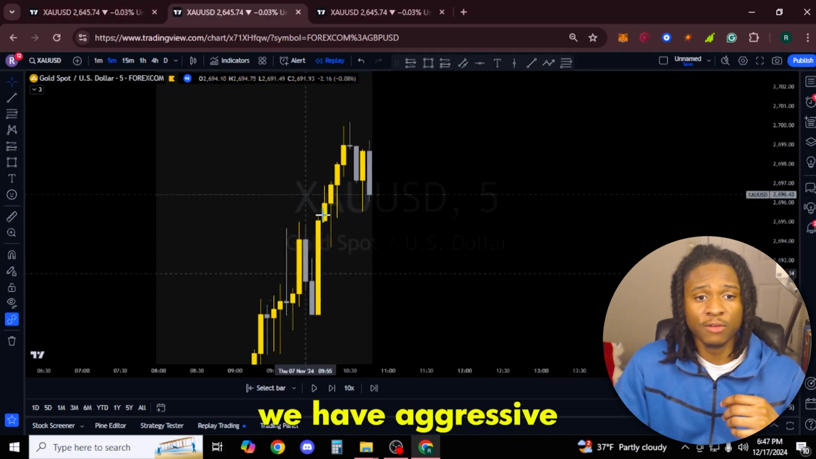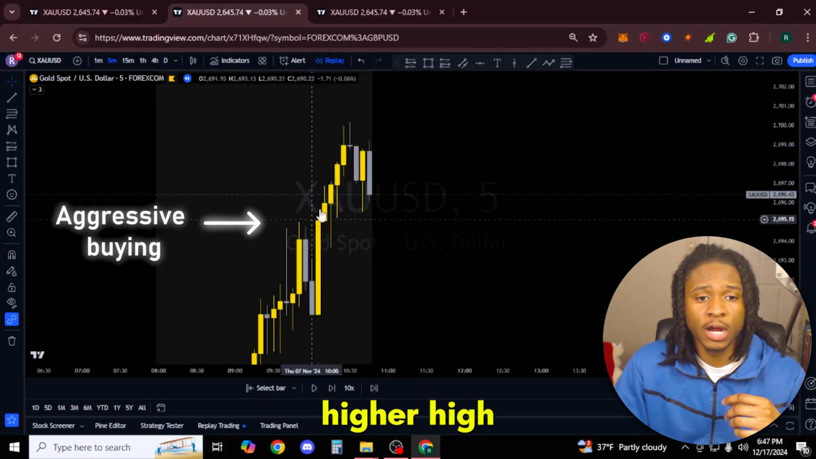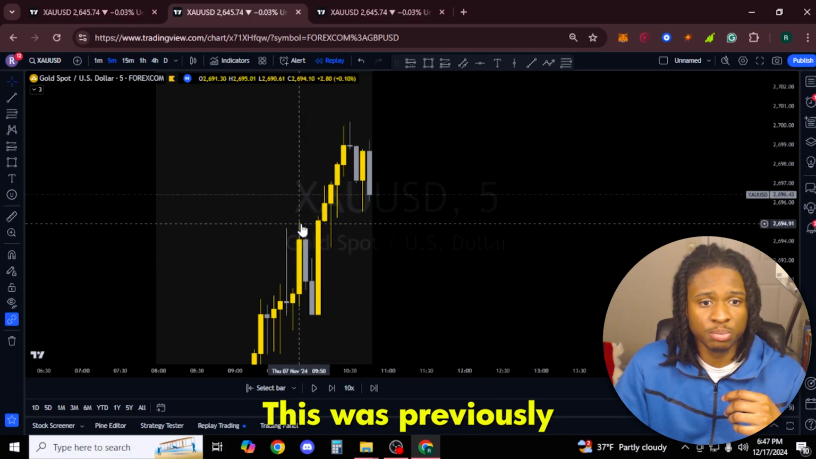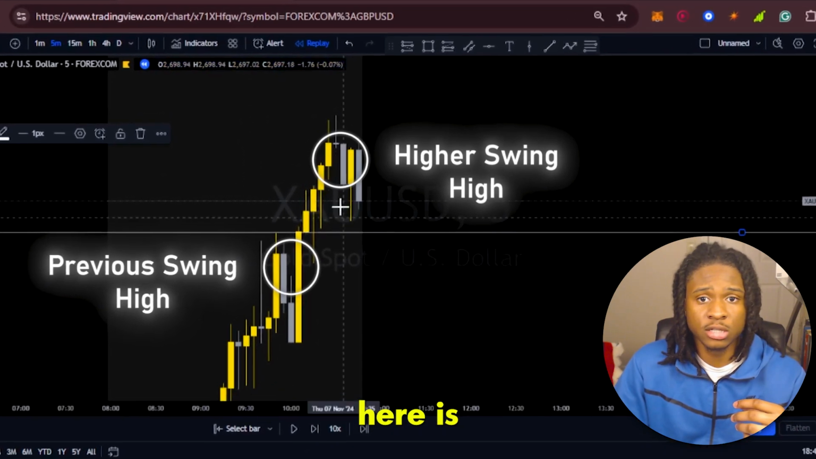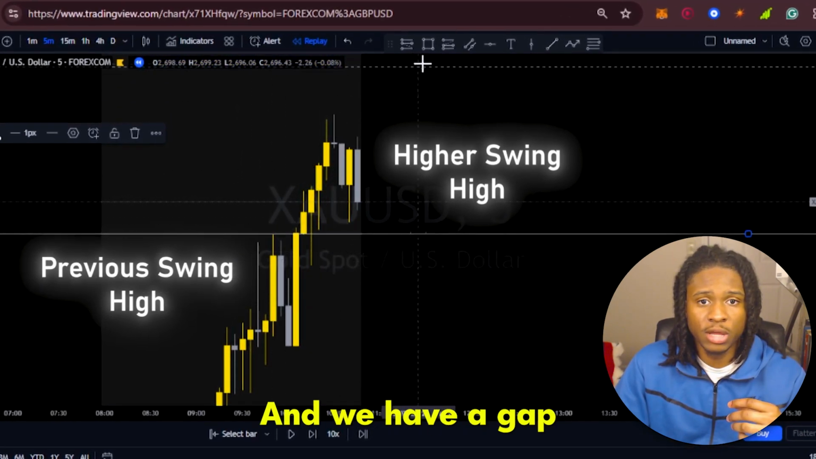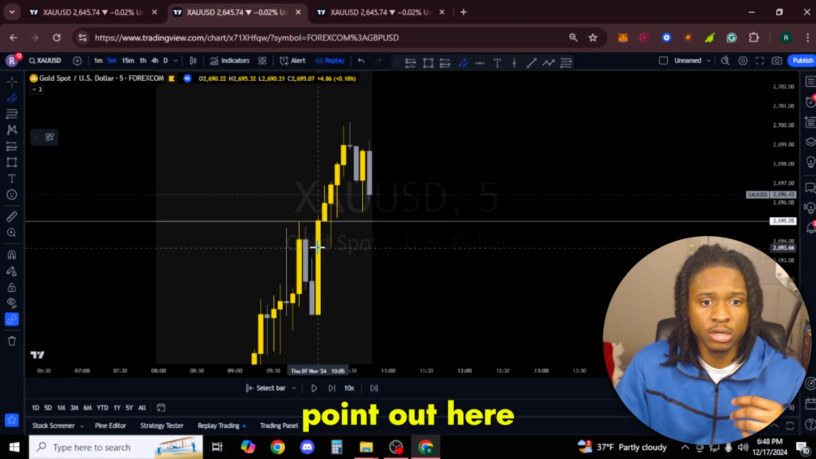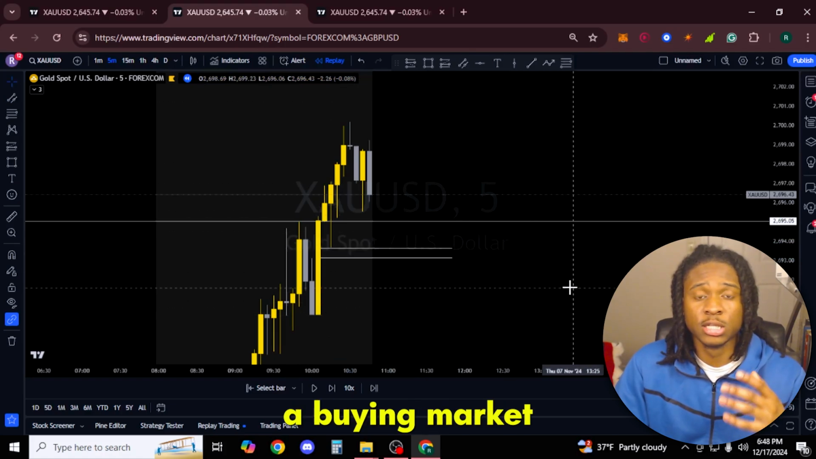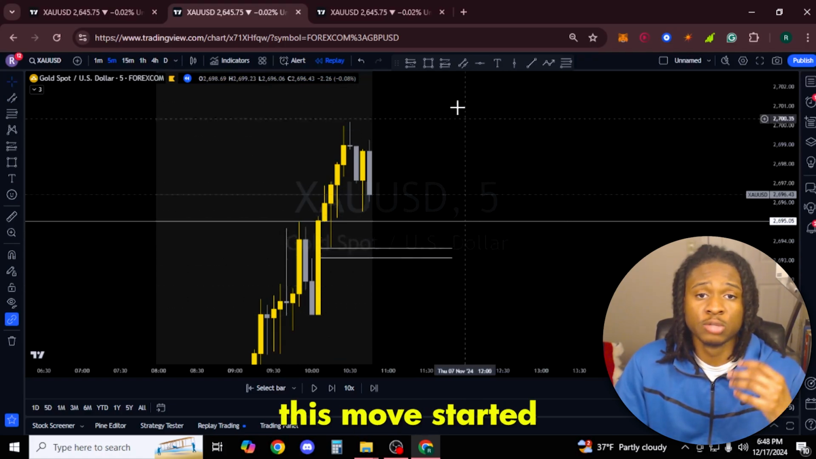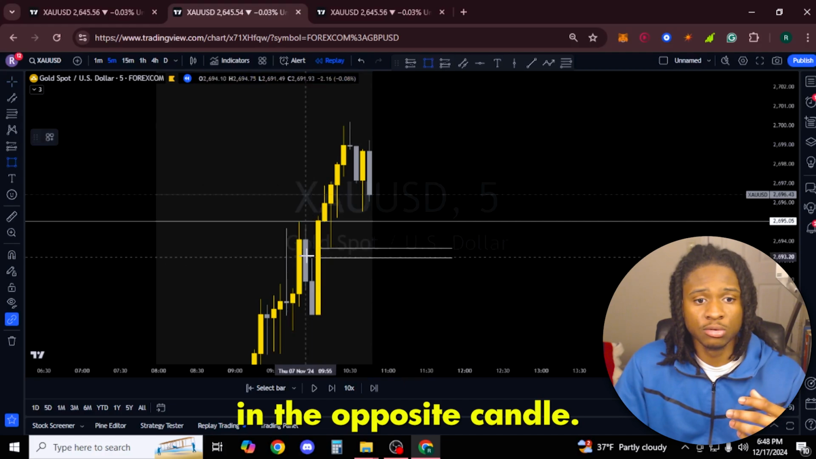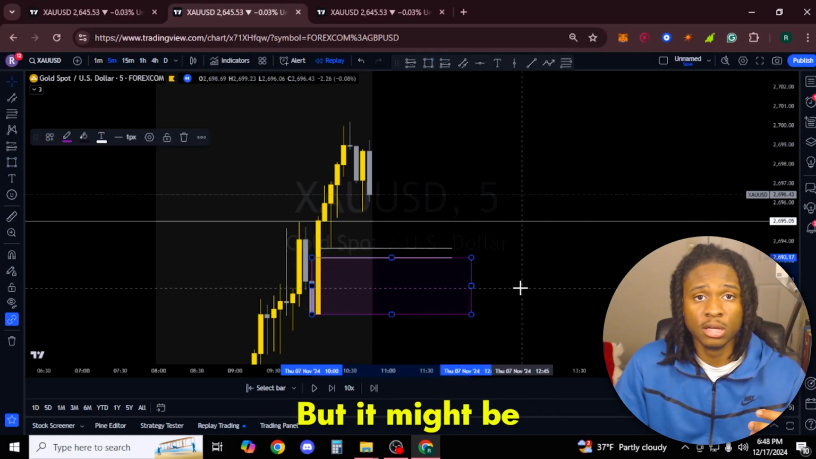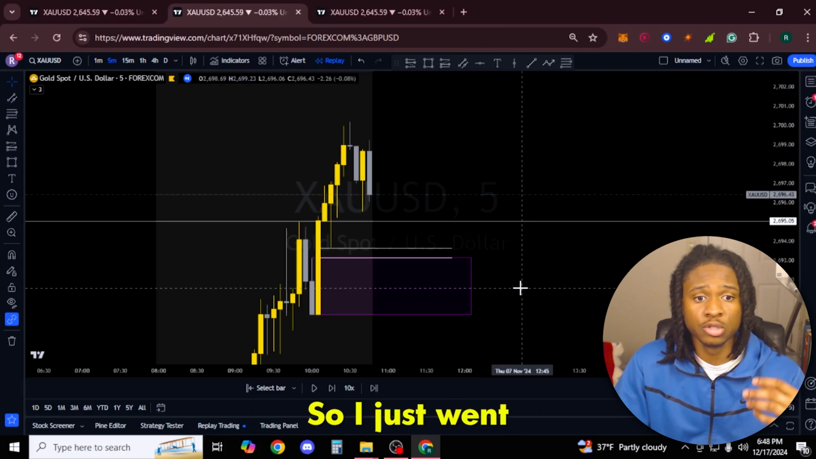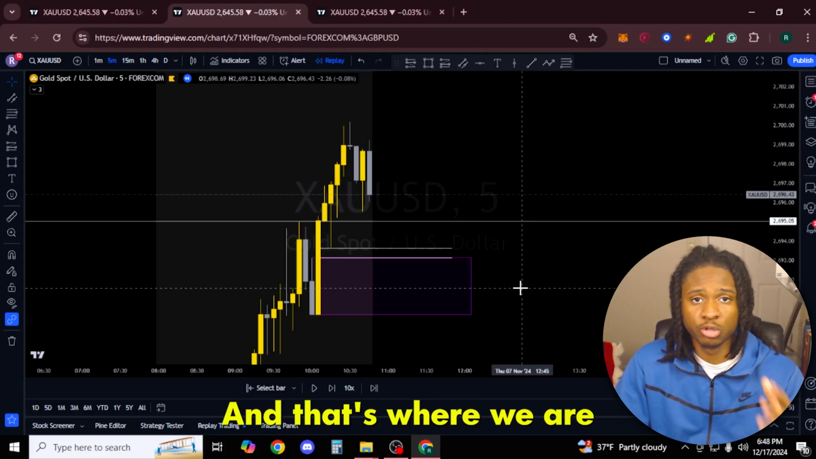As you see here, we have aggressive buying with the new higher high being created, because this was previously our higher high. The price broke above this line, these highs here, this little swing high, and we have a gap. You could point out here from boom. And since this is a buying market, we go to where this move started, in the opposite candle. So this is a gray candle for me, but it might be a red candle for you. Draw your zone around that box, and that's where we draw our zones from.